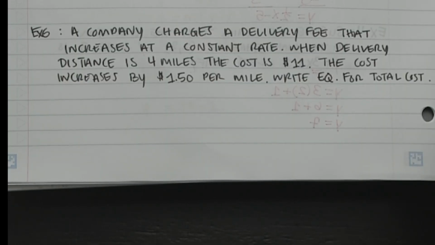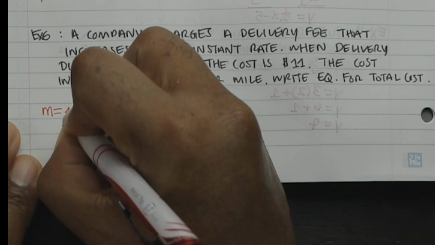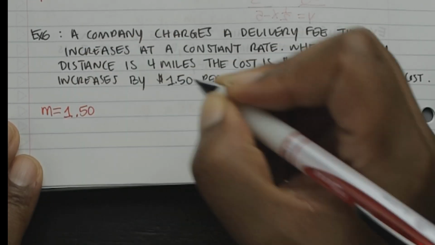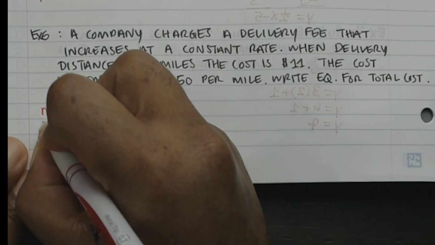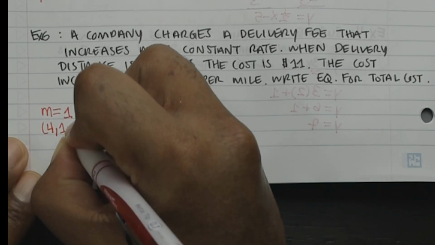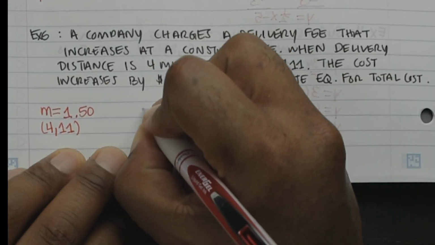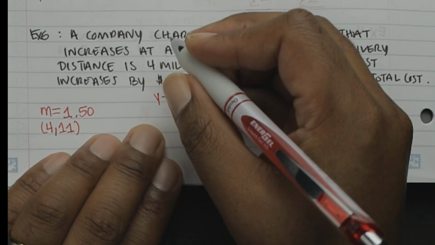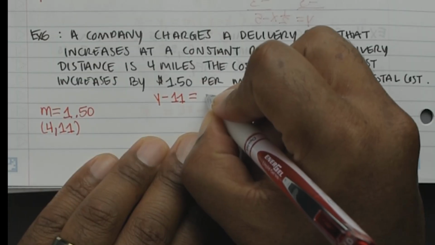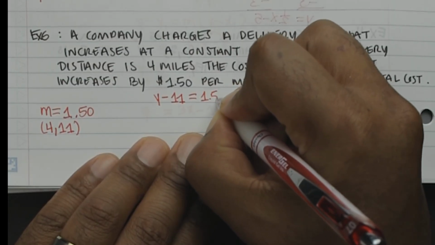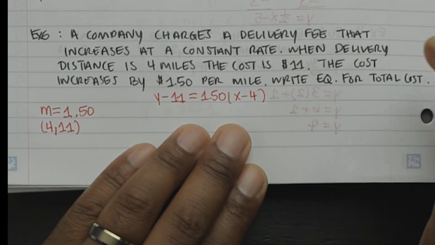So the slope is the rate of change. The slope is m equals 1.50. And we also know the point. The point is (4, 11). Let's use the point slope form. So we have y minus 11 equals 1.50 times (x minus 4).